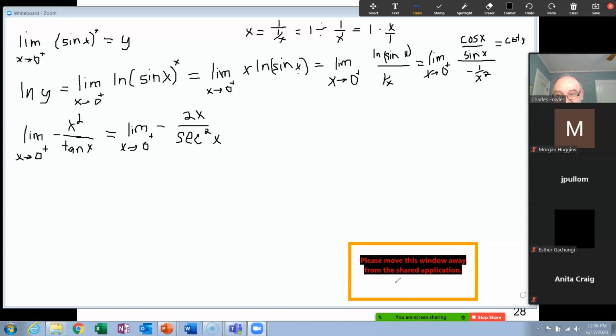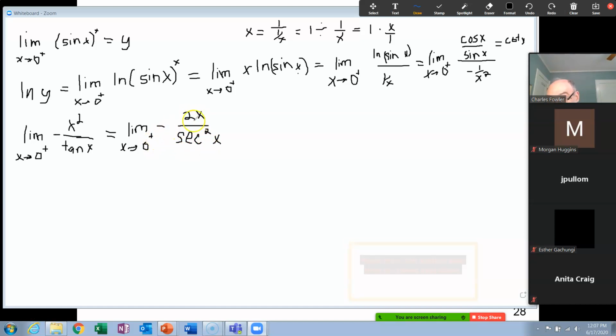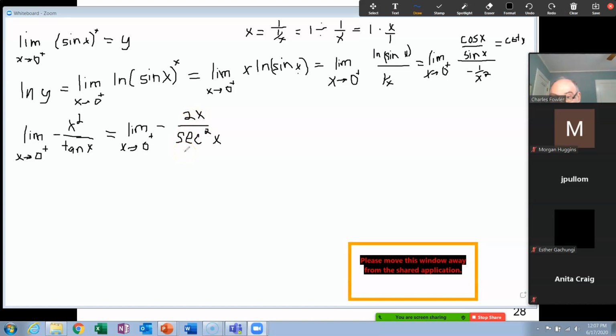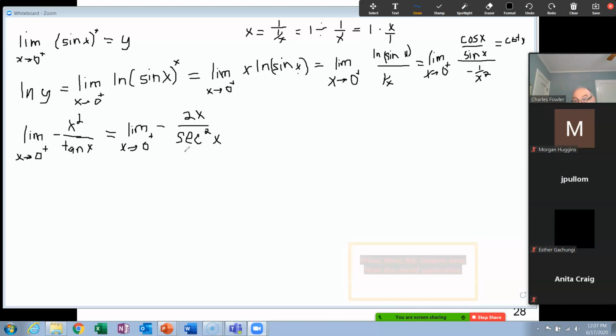Okay. All right. Here's where we've gotten in the problem now. The limit as x approaches 0 from the right-hand side of negative 2x over secant squared x. Well, as x goes to 0 from either side, 2x is going to 0. The denominator, however, secant squared x, remember secant x is never 0. And as you're approaching 0 from the right-hand side, it's approaching 1, because secant is 1 over cosine, and cosine of x at 0 is 1, so secant is also 1. And 1 squared is 1.